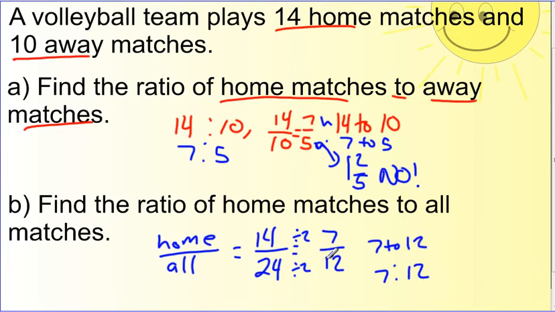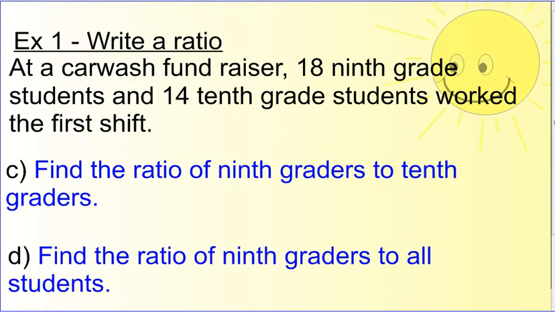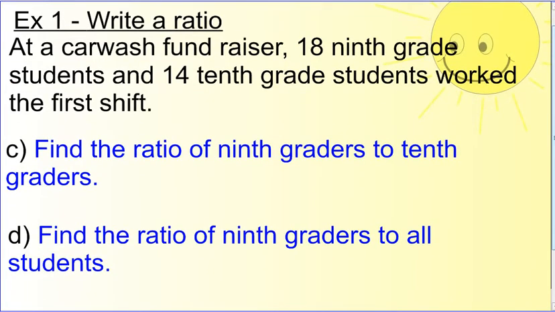We can simplify ratios. I'm going to give you two problems to try. So it says here, at a car wash fundraiser, 18 ninth grade students and 14 10th grade students worked the first shift. Find the ratio of 9th graders to 10th graders. Find the ratio of 9th graders to all students. Please write those ratios right now. When you're ready to continue, hit play, and we will go on from there.